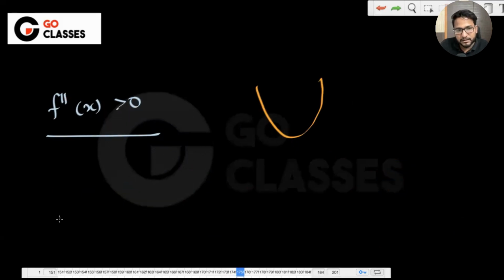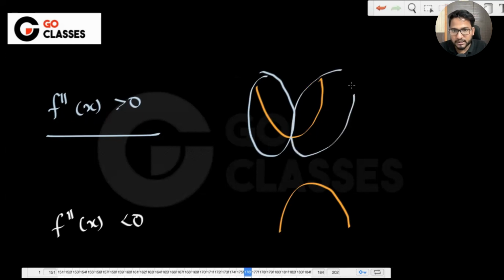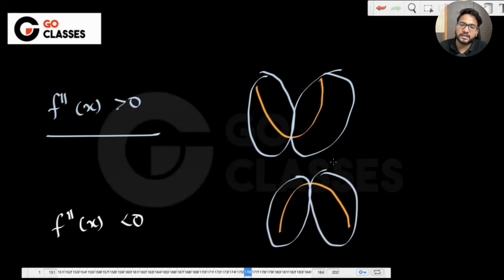If f double dash x is less than 0, then it is concave down. Now, it will matter whether the function is increasing or decreasing at that particular point. If it is decreasing and f double dash x is greater than 0, you are talking about this area. If it is increasing and f double dash x is greater than 0, you are talking about this area. If f double dash x is less than 0 and the function is increasing, you are talking about this area. If f double dash x is less than 0 and the function is decreasing, you are talking about this area. So these are the four cases.